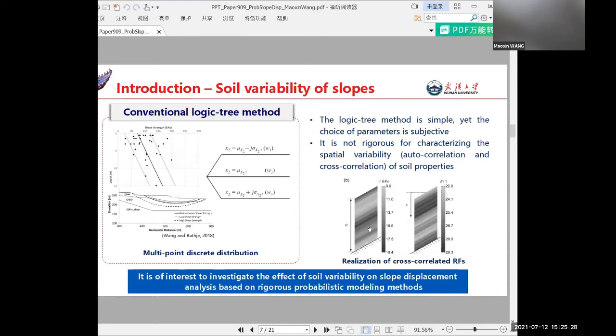Traditionally, the logic tree method is used to account for the soil variability, using a 3-point distribution, but it cannot characterize the spatial variability. For illustration, the 2 subfigures show a realization of soil cohesion and the friction angle. It is of great interest to investigate the effect of soil variability on slope displacement analysis based on rigorous probabilistic modeling methods such as the random field model.